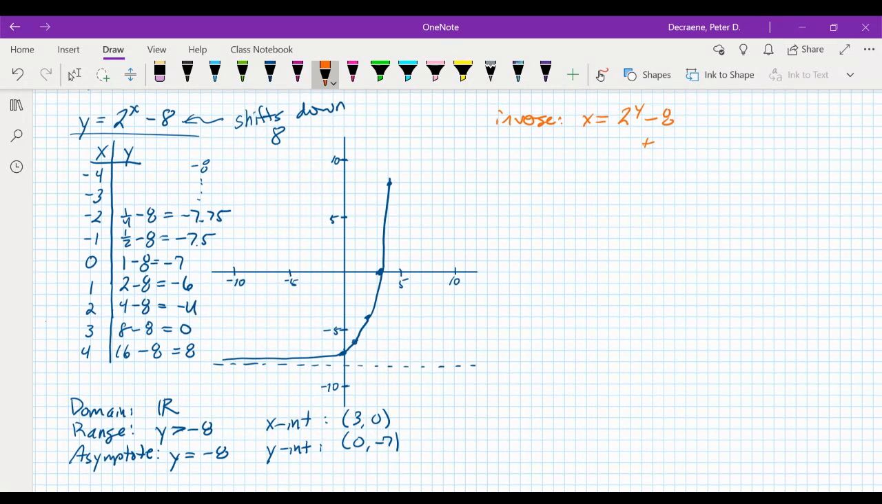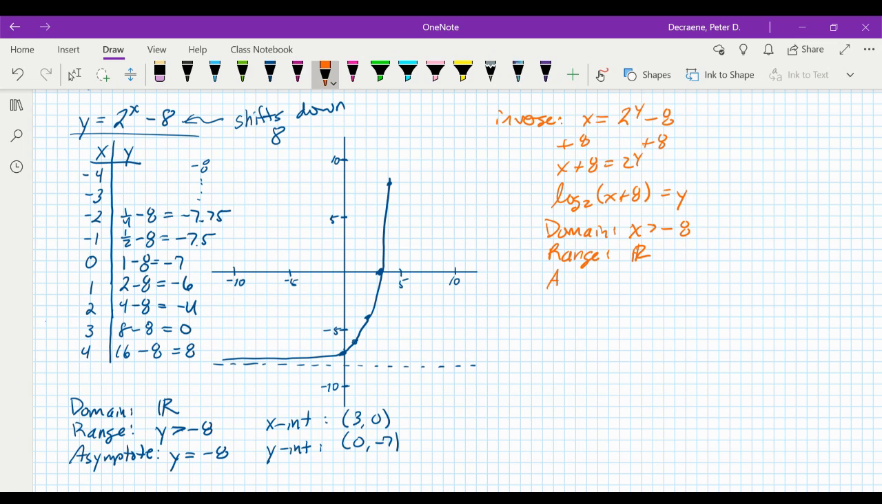So let's add 8 to both sides. And I get x plus 8 equals 2 to the y. Now I can write this as a logarithm. It's going to be log base 2 of x plus 8 equals y. And that's the formula for the inverse. And all this other stuff is turned around. So the domain is going to be x is bigger than negative 8. The range is going to be all real numbers.